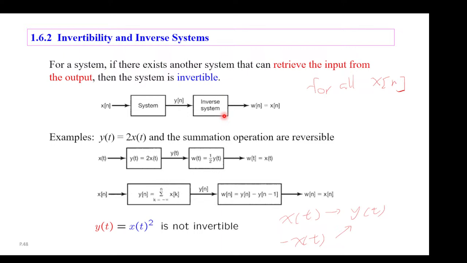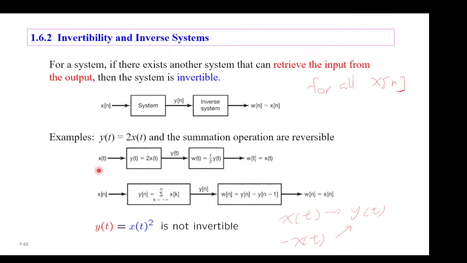So an example of y of t, a system where we describe the output-input relationship here. The output y of t equals twice x of t, so you just multiply your signal by two. The obvious inverse operation is to divide by 2. So if you have another system where the output is 1 over 2 of the input, where the input is y of t and the output is w of t, then w of t equals 1 over 2 y of t.